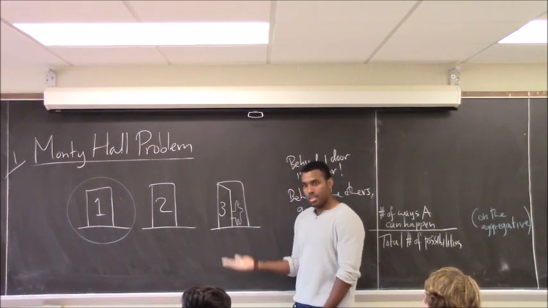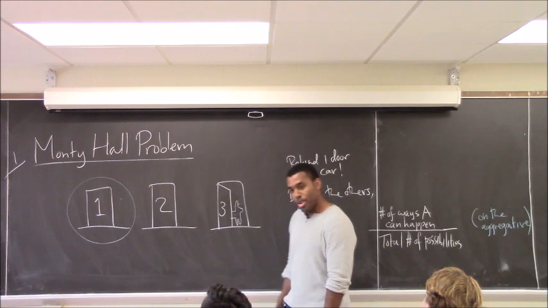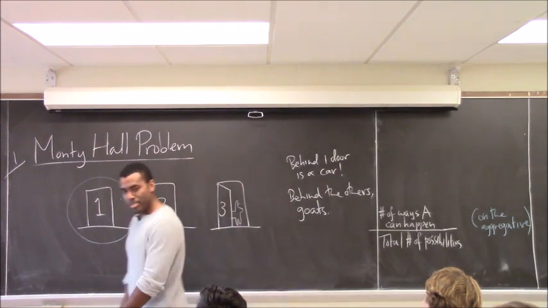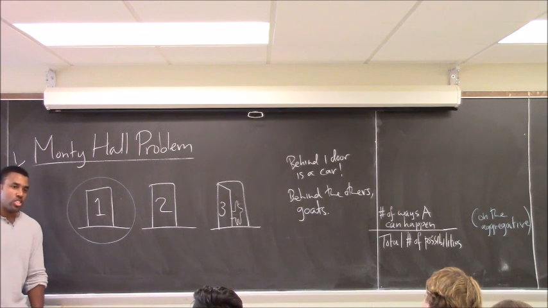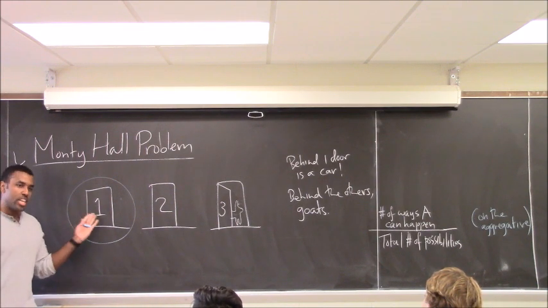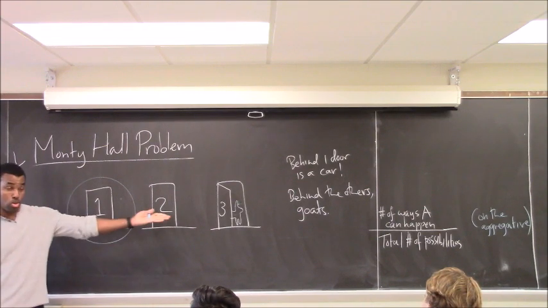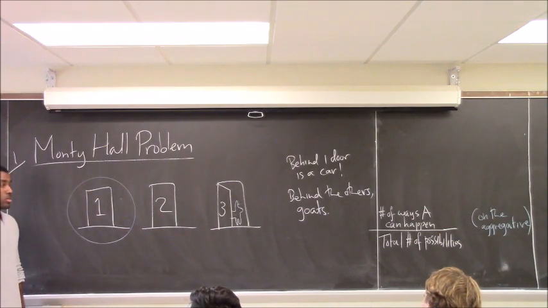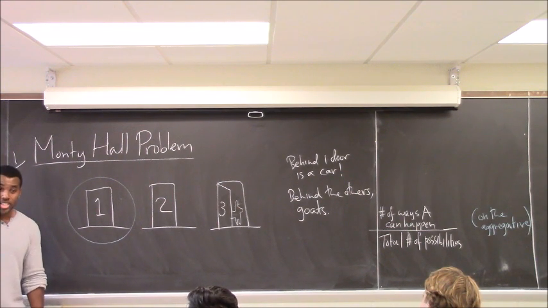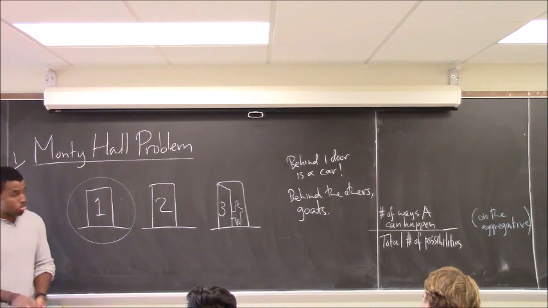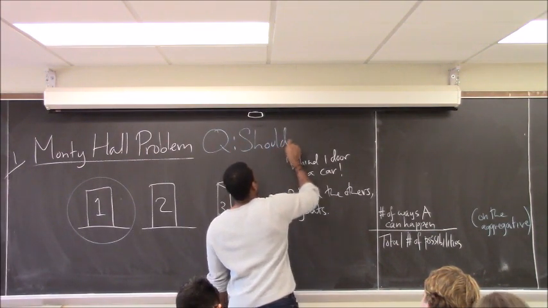Hey, what if yours is a goat? You know what? You seem like a good guy, and I'm going to give you a chance to walk away with something here. I'm going to give you a chance to switch your answer. Do you want to change from your door number 1 to door number 2? Because, I mean, there could be a goat here. There was a goat up there. Do you want to switch? So that's the question. That is the big question of the Monty Hall problem. Should you switch?